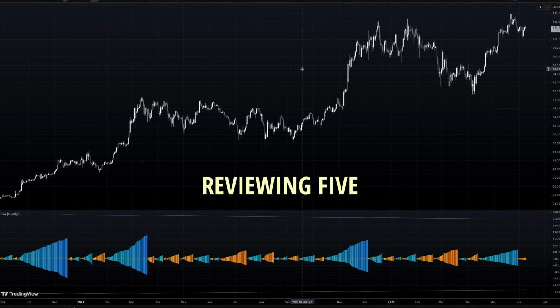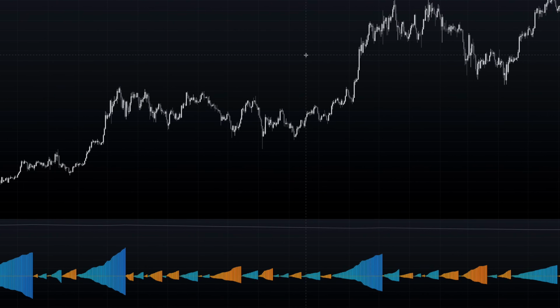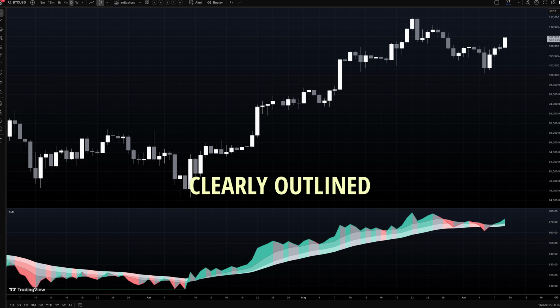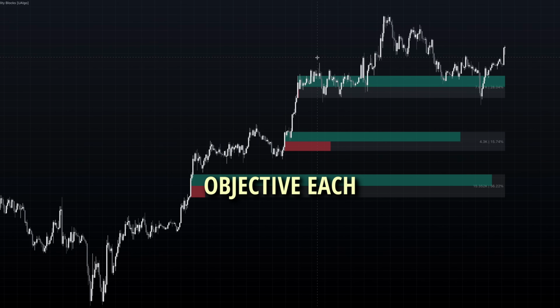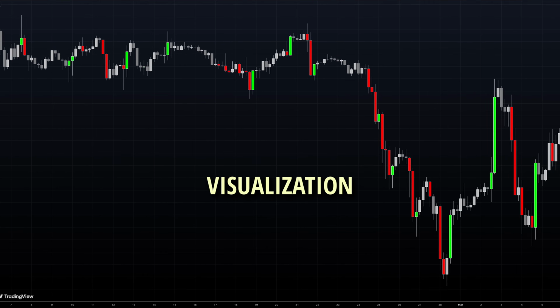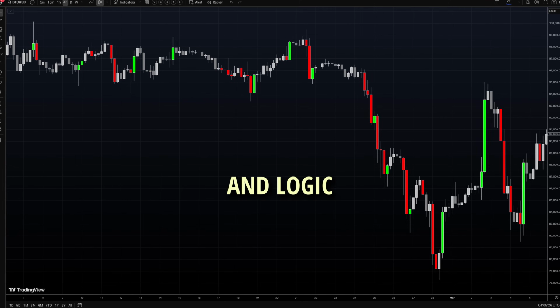Today, we're reviewing 5 advanced TradingView indicators, ranking them from lowest to highest, with all pros and cons clearly outlined. To keep it objective, each indicator's score is based on the same criteria: originality, usefulness, visualization, customization, and logic. Let's dive in.